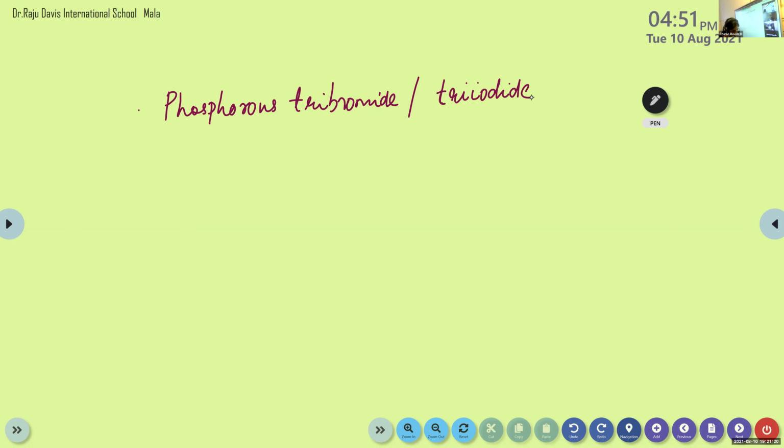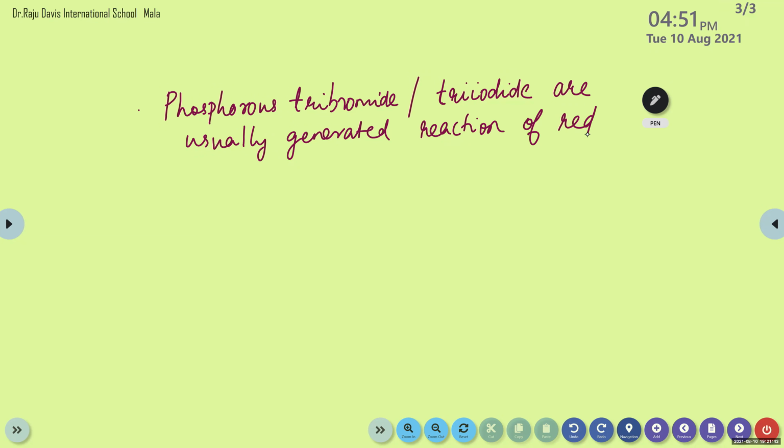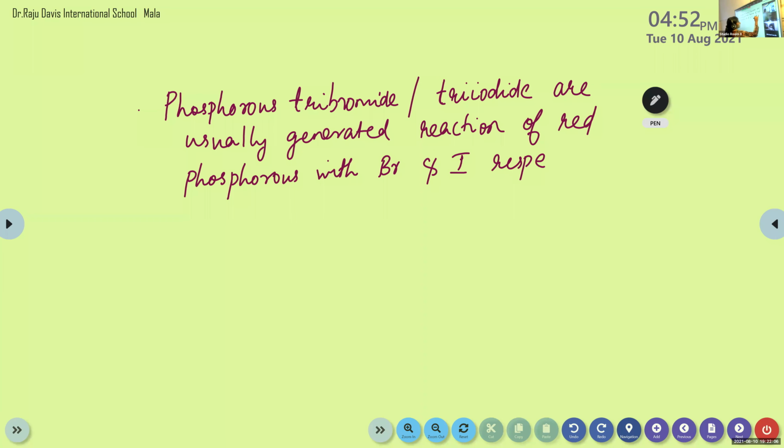Phosphorus tribromide and triiodide are usually generated by the reaction of red phosphorus with bromine and iodine respectively. If you want to prepare phosphorus tribromide, then red phosphorus with bromine. If it is phosphorus triiodide, then red phosphorus with iodine. That's it.